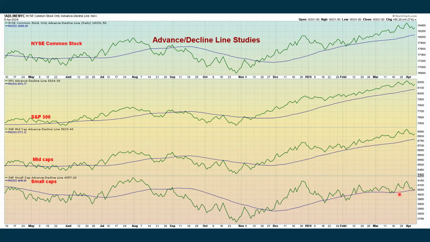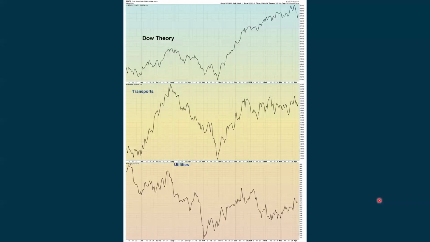They're a little bit closer to their moving average, but they are still barely above the moving average. We look at Dow theory. We did see some weakness in the Dow, but it's coming off of recent all-time highs. The transports have been going sideways. This is a Dow theory non-confirmation. And that's a negative sign for right now.